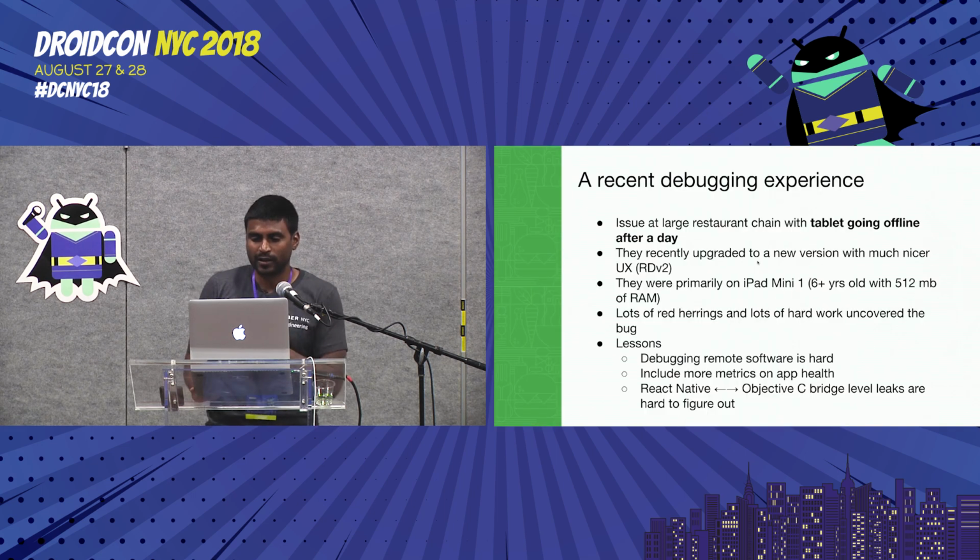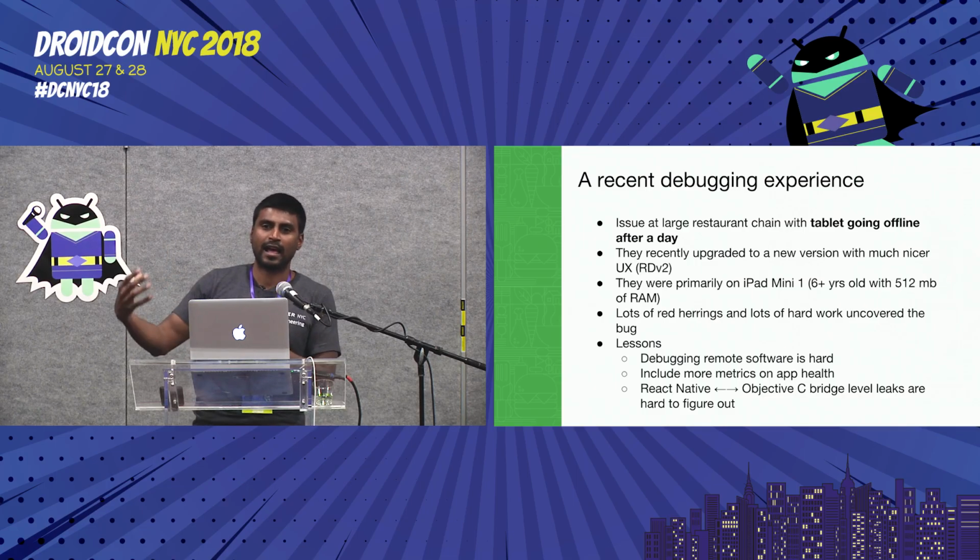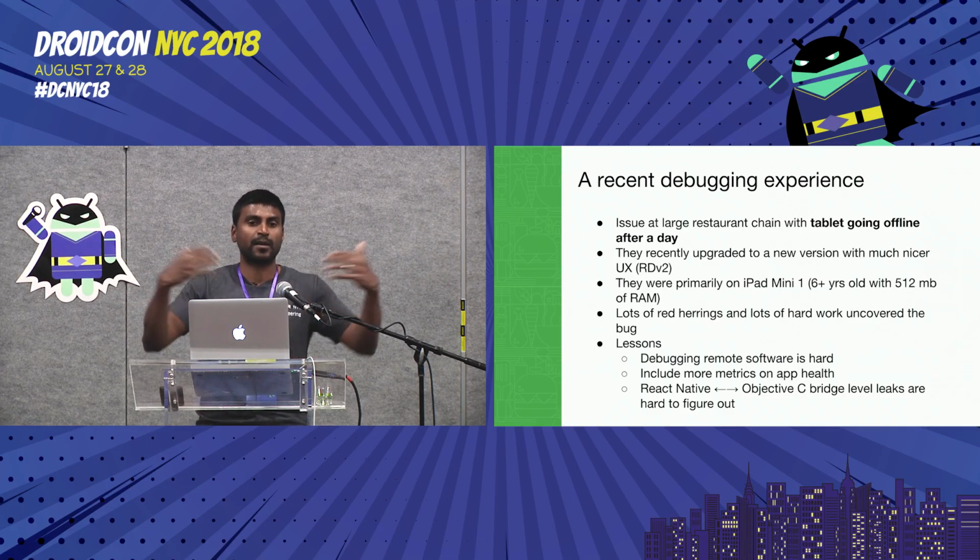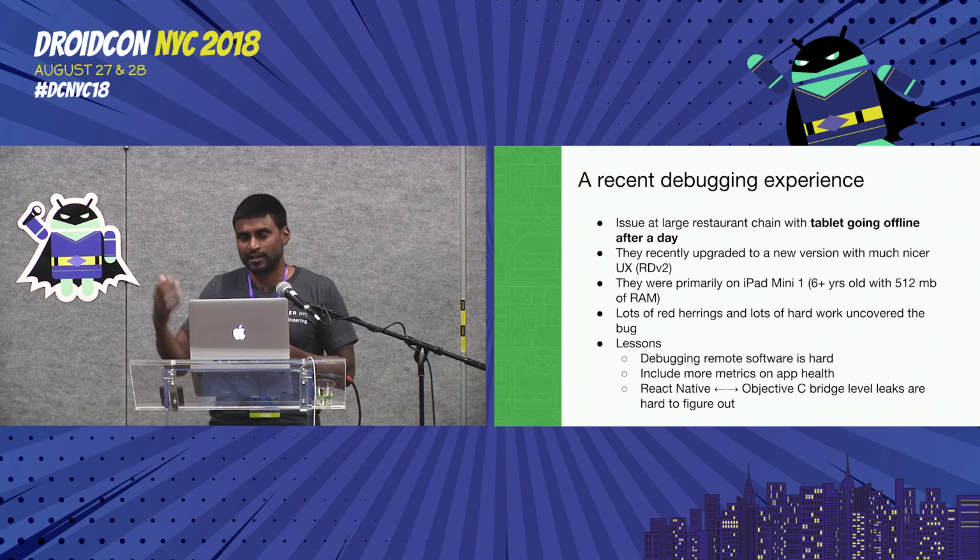I'll go through a very quick debugging experience we had. This is on an iPad, but a similar issue happened on a tablet as well. Generally speaking, we've been pretty happy with how quickly we can debug things. We had a pretty complex issue with a large restaurant partner of ours where the tablets were going offline after a day. The symptom was they start the app up, and then a day and a half later, the restaurant will not be available on the Eater app. So that was the symptom.